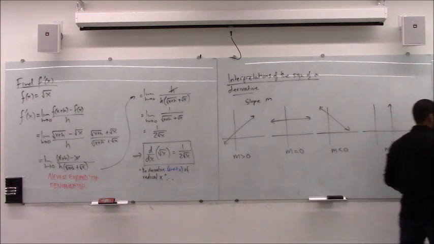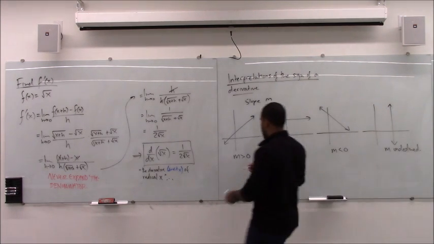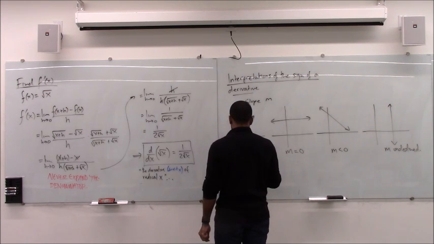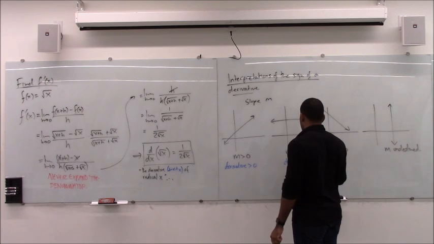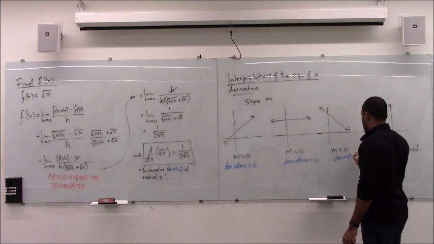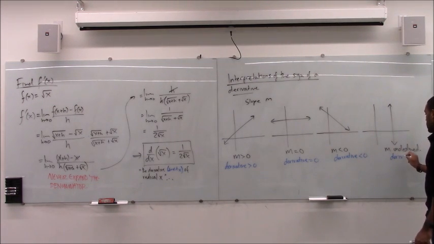What I do want you to take away from that is remember slope is another name for derivative. So in fact here we could say the derivative is greater than 0. Here we can say the derivative is 0. Here we can say the derivative is less than 0. Here we can say the derivative is undefined. We'll talk about more places where the derivative is undefined as well, but vertical things, derivatives don't like being vertical.